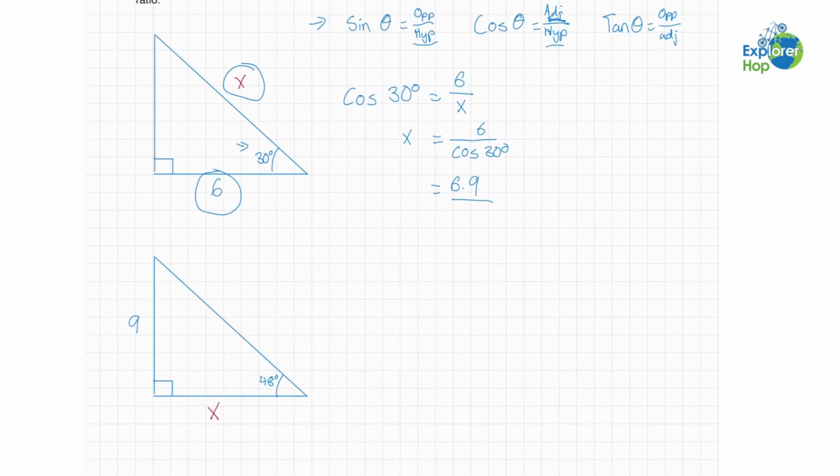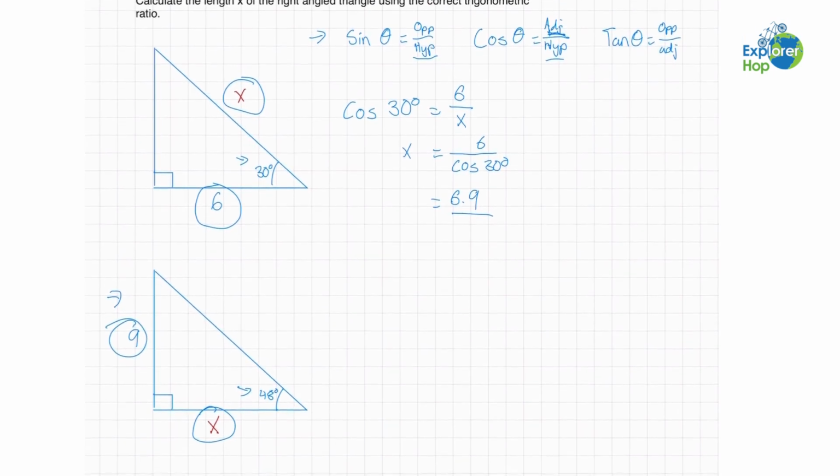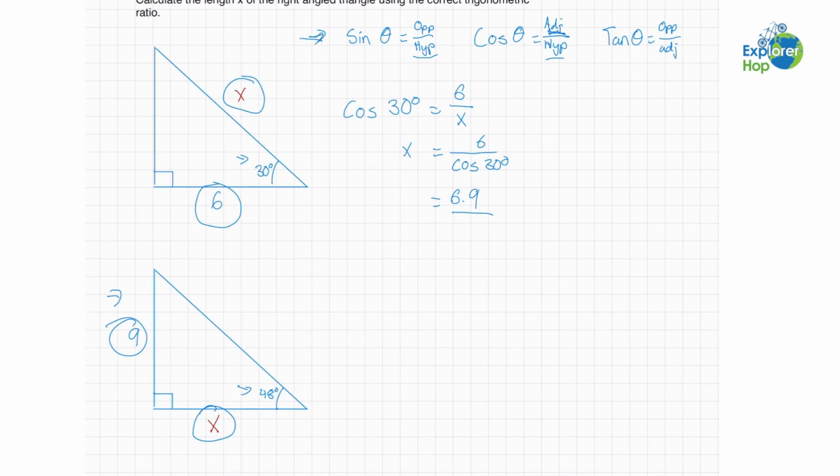Now, looking at this triangle over here, we can do the same thing. So let's use this angle again, which is 48 this time. We are given the adjacent side because it's adjacent to the angle, and the opposite. Now when we look back up here, we have adjacent and opposite, which means we use tan.